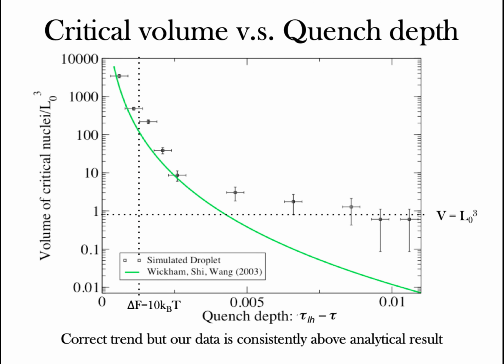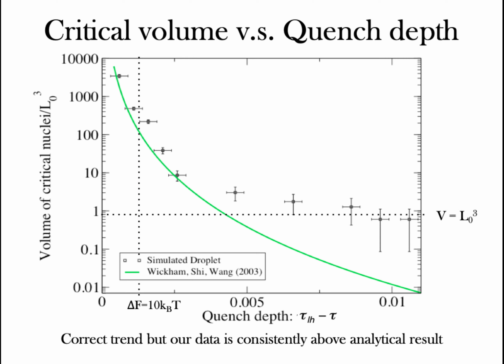We can compare our results with the analytical theory of Wickham, Shi, and Wang, which does quite well close to the transition. Far from the transition, however, it fails. This is expected, since the droplets that they predict are smaller than the microstructure. Even close to tau LH, however, they slightly underestimate the critical size. This may be because their surface tension was calculated at the transition and may underestimate its true value for different values of tau.